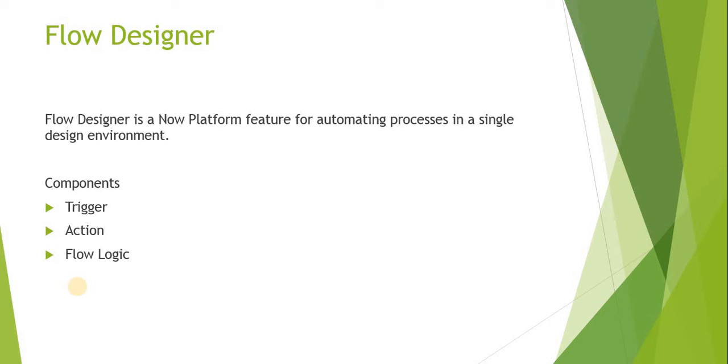It has three components. The trigger: when should this flow be fired, we can define that in the trigger. In the action, you say what action should be fired when this flow has been triggered, for example sending an email, creating a record or updating a record. Thirdly, in the flow logic, you give the logic of if, else and so on.